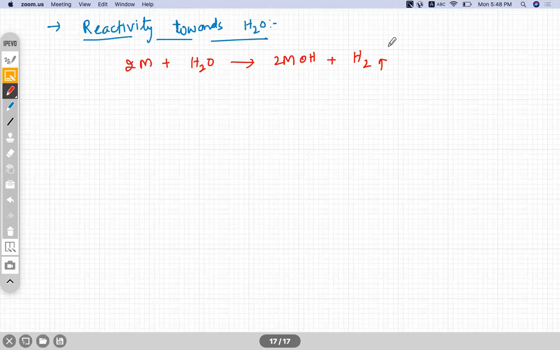Write down, the reactivity of alkali metals with water increases down the group. Right? So reactivity is more. The reason is the rate of reaction is more. The rate of reaction also increases, and hence the reactivity with water also increases down the group. Done.